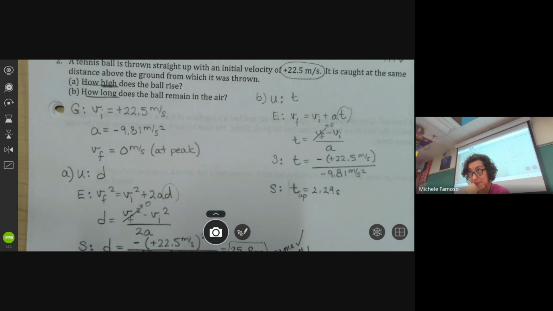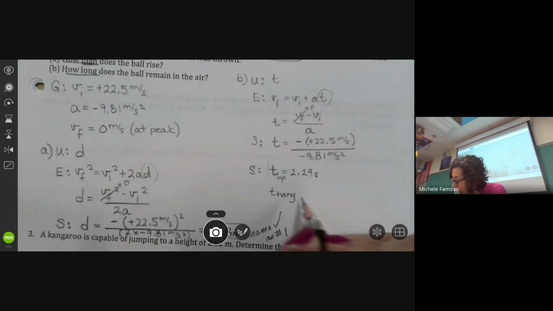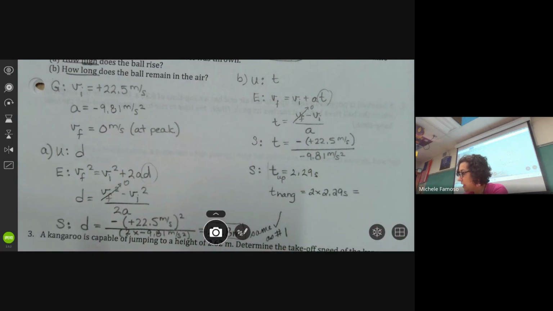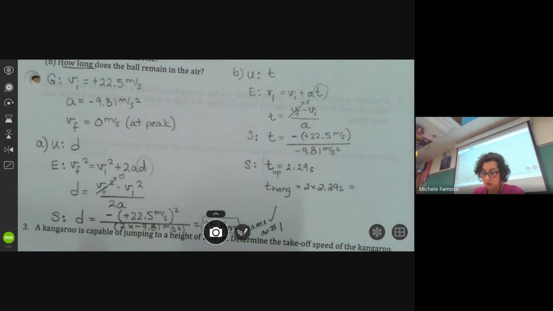Emma, any idea? What do you have to do to get the hang time, the total time up and down? Add what? Yeah, you just double it. Exactly. That's exactly what you're going to do. So the total time that we're looking for, T hang, is actually twice 2.29 seconds, because that is just the time up to the peak, the time up. So go ahead and double that, please.